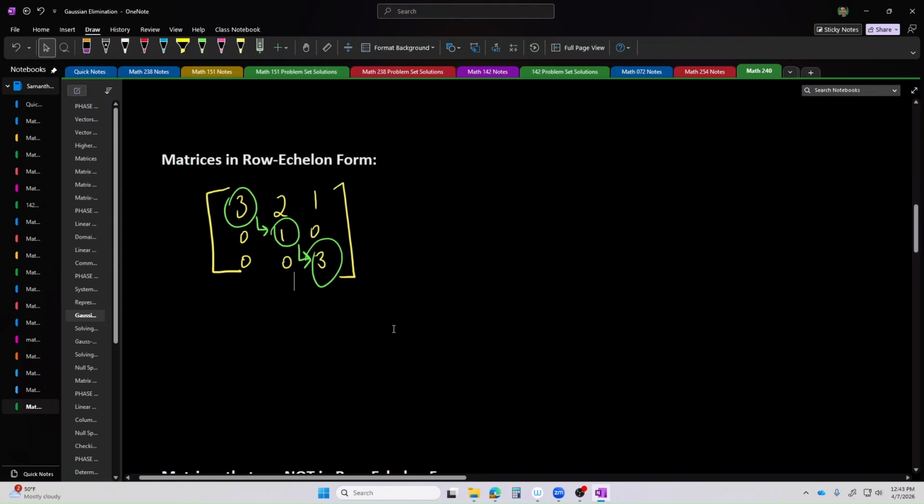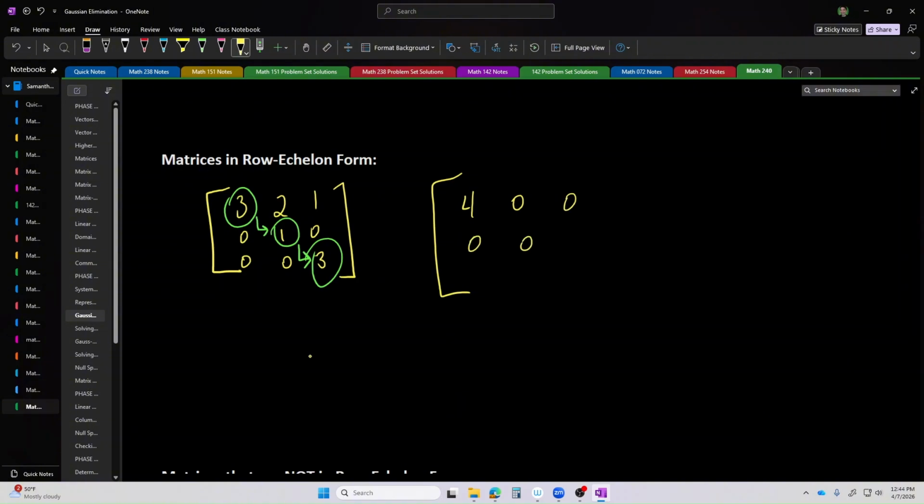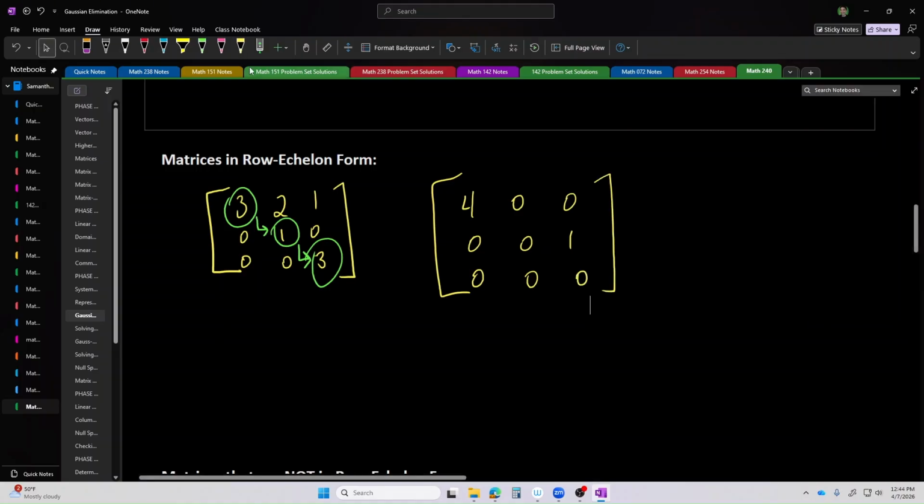It has this sort of triangular diagonal quality to how the pivots are distributed in the matrix. Here would be another example of a matrix that is in row echelon form. If I had something like 4, 0, 0, 0, 0, 1, 0, 0, 0, this would also be a matrix that's in row echelon form. I do have a row here that has all zeros in it, but we can see that that has been shuffled all the way to the bottom of the matrix.